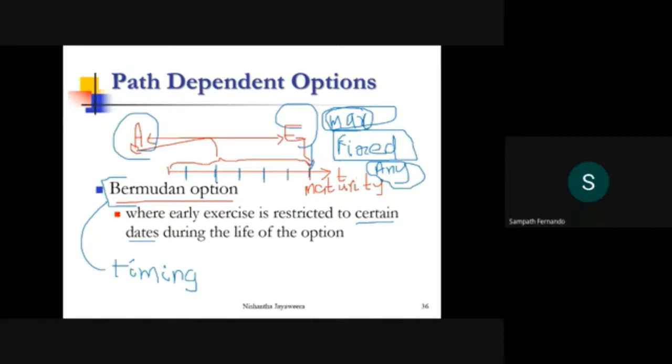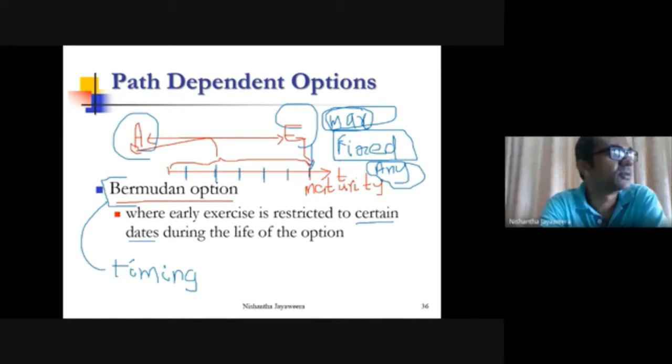Okay, sir. Is it clear now? Yes, sir. Yes. Don't forget about the basics. As I mentioned, any type of these options should fall into either a call or a put. Then whatever the conditions in a put option or a call option are applicable.